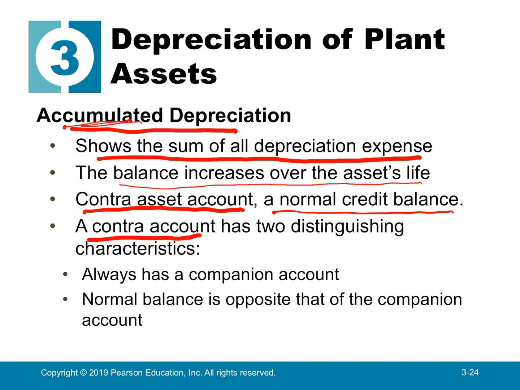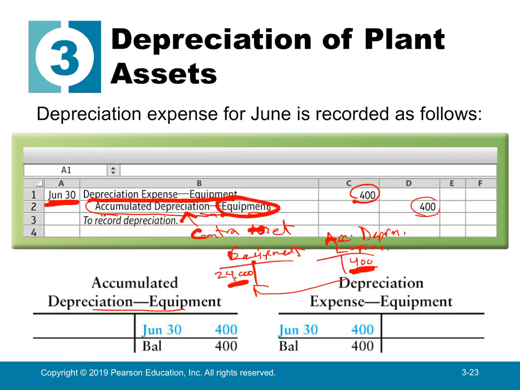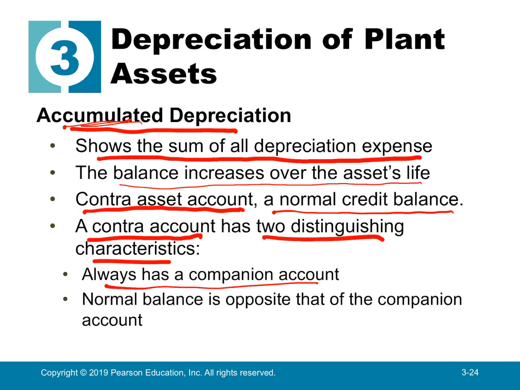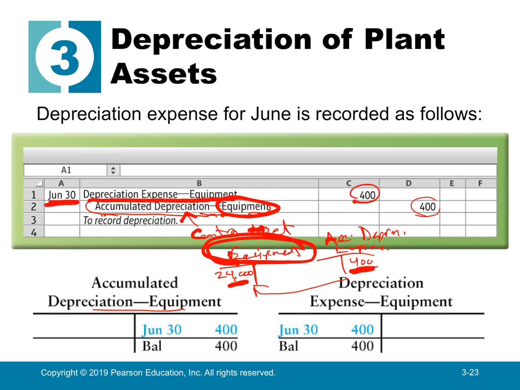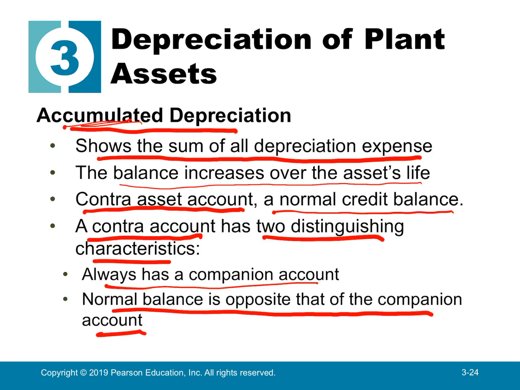As a reminder, a contra account has two key characteristics. There's always a companion account. In this case, our companion account is the equipment account. And a normal balance is the opposite of that companion account. So if we go back here, equipment has a normal balance of debit. Accumulated depreciation equipment has a normal balance of credit.